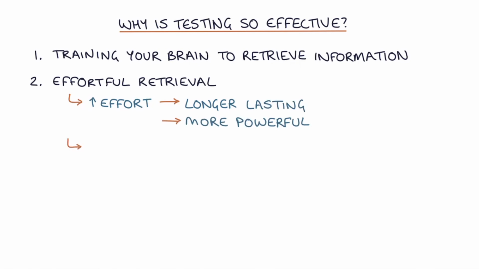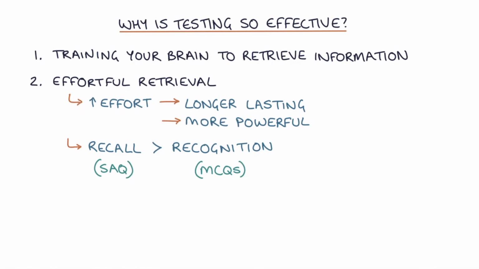What they found is that recall is more powerful than recognition. So this raises the question: should we be using short answer questions or complete active recall of the information you've just studied? Or should we be using multiple choice questions to learn, where you simply have to recognize an answer from a list rather than produce that answer from scratch?